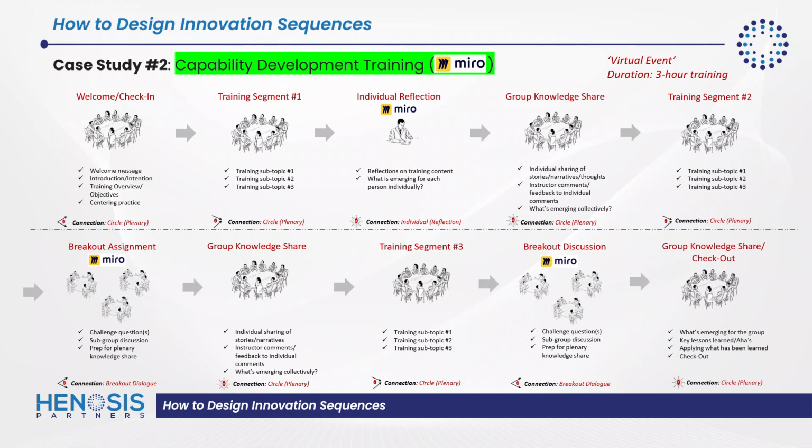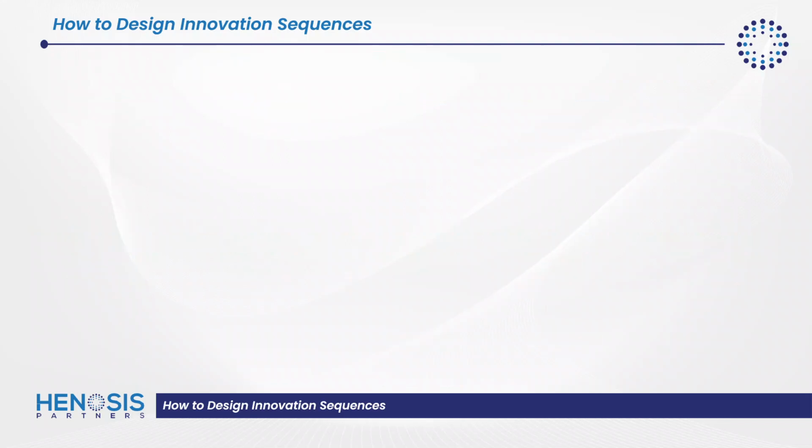We discussed what was emerging for the group, the key lessons that were learned, any ahas along the way, and how to apply what had been learned during the day. And we concluded the event with a checkout. This was an emergent movement, and the connection type was circle.